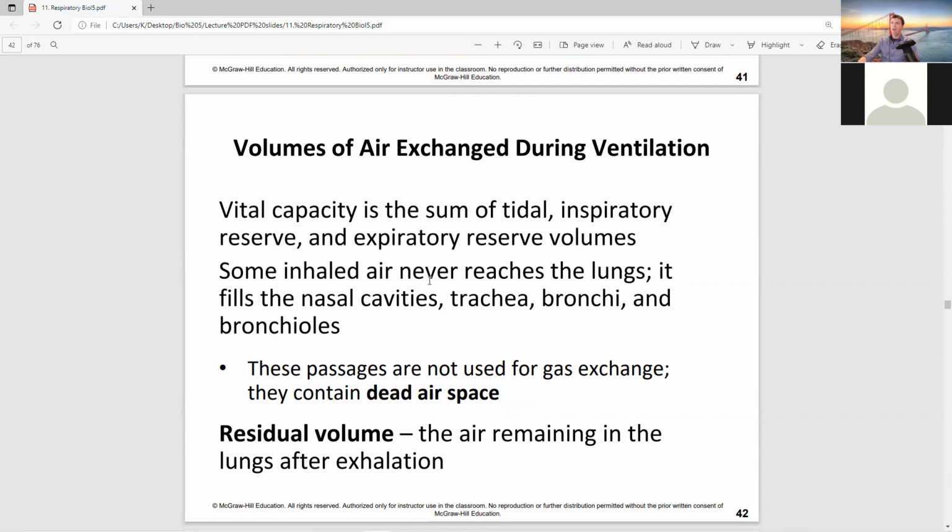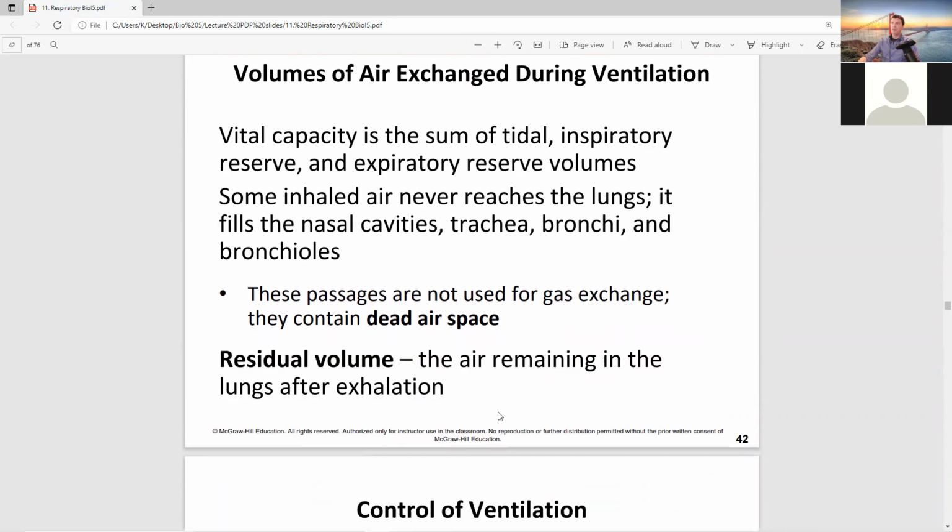Some inhaled air never reaches the lungs. It fills the nasal cavities, the trachea, the bronchi, and the bronchioles. These passages are not used for gas exchange. They contain dead air space. And residual volume is the air remaining in the lungs after exhalation.